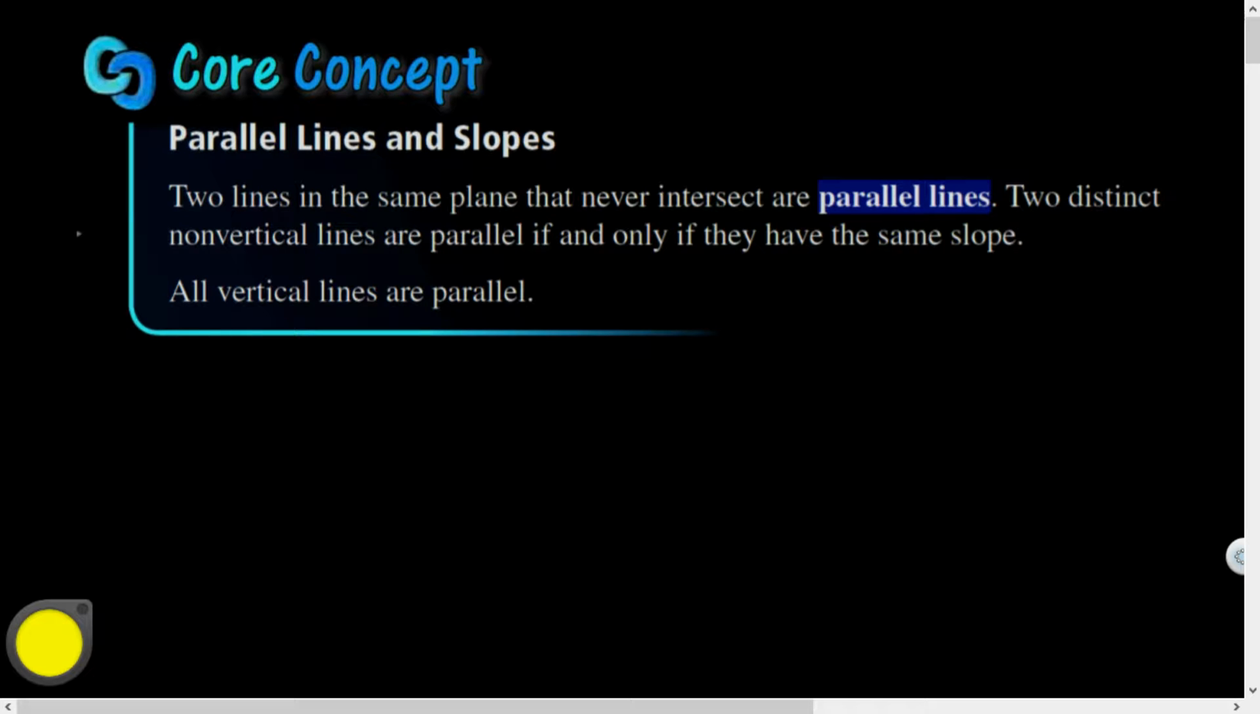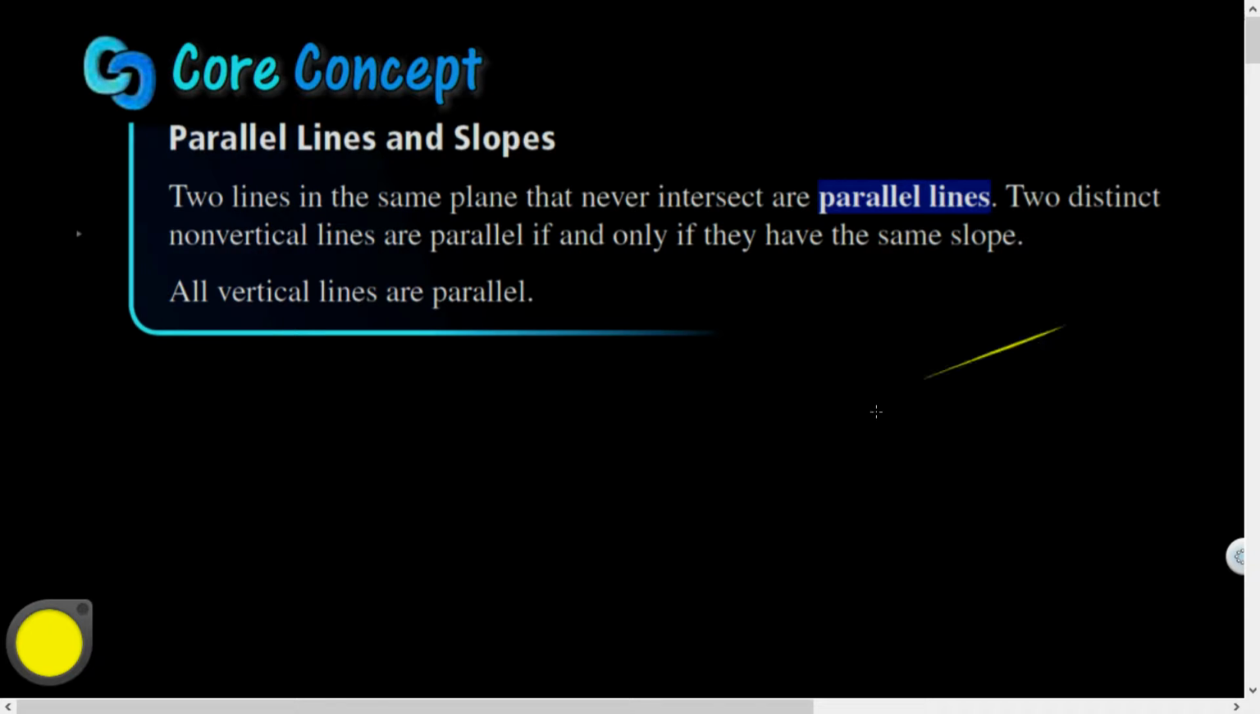We're talking about a big idea today, parallel lines. We're going to be writing equations of parallel lines. But before we get there, my friends and I did a little exploration, and we discovered that parallel lines have something in common. They have the same slope.